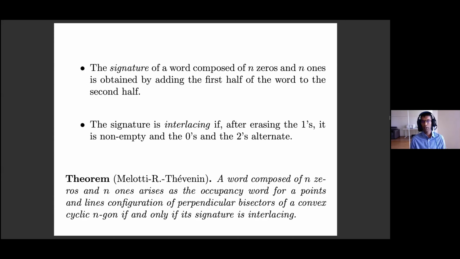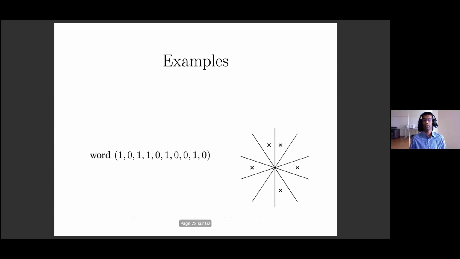So let me just run this theorem on 3 examples to make it more concrete. Suppose I give you this word. If you remember, this is the word that you saw 2 slides ago, so it will be realizable. You first cut the word into 2 halves. First half 1, 0, 1, 1, 0. Second half 1, 0, 0, 1, 0, and you add them term by term. So 1 plus 1, 2, 0 plus 0, 0, and so on. So you get 2, 0, 1, 2, 0 as a signature.